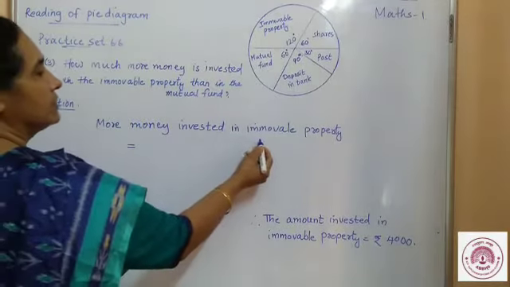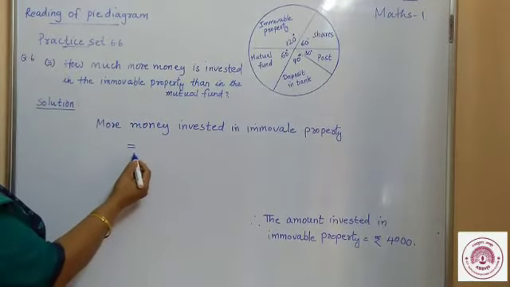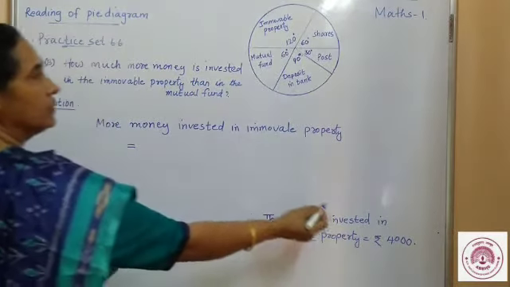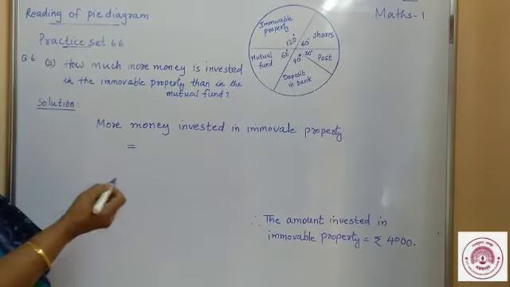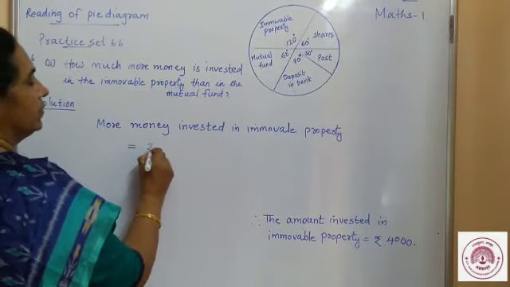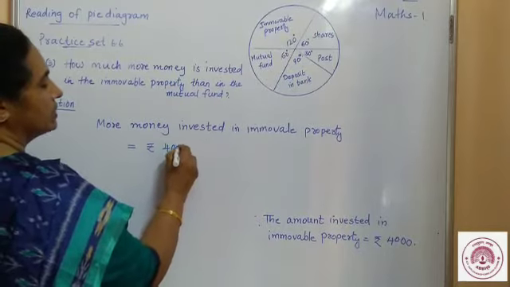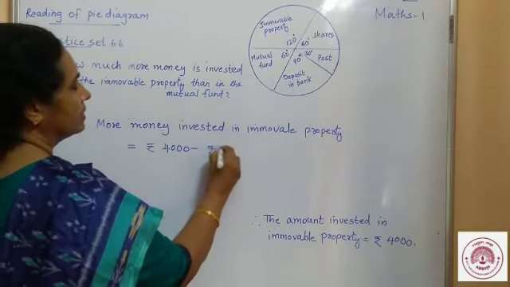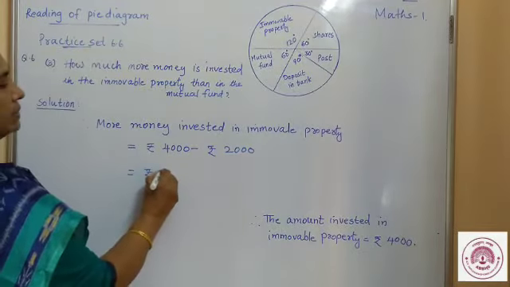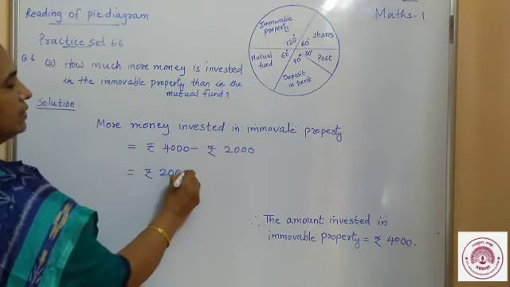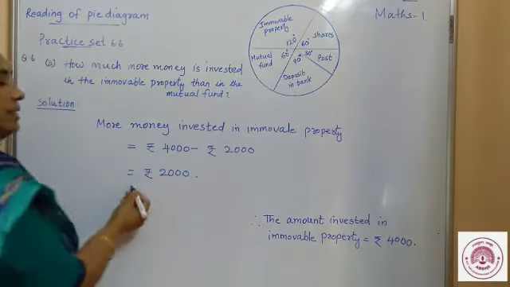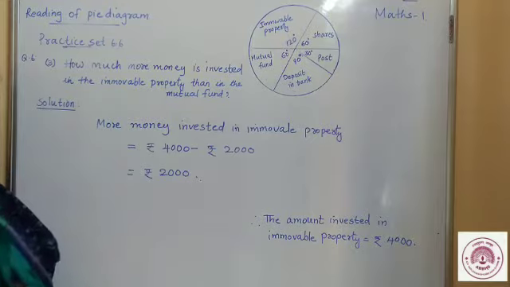More money invested in immovable property is equal to, see, the amount invested in immovable property is rupees 4,000 and in mutual funds it was rupees 2,000. That is rupees 4,000 minus rupees 2,000, which is rupees 2,000. So more money invested in immovable property is rupees 2,000.